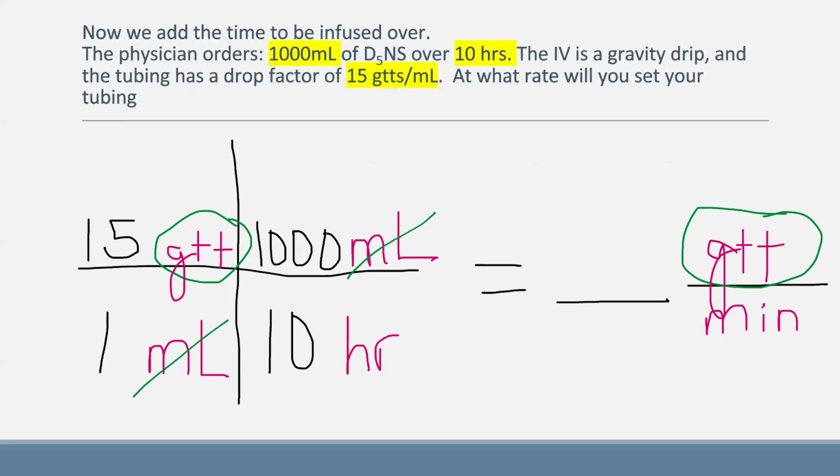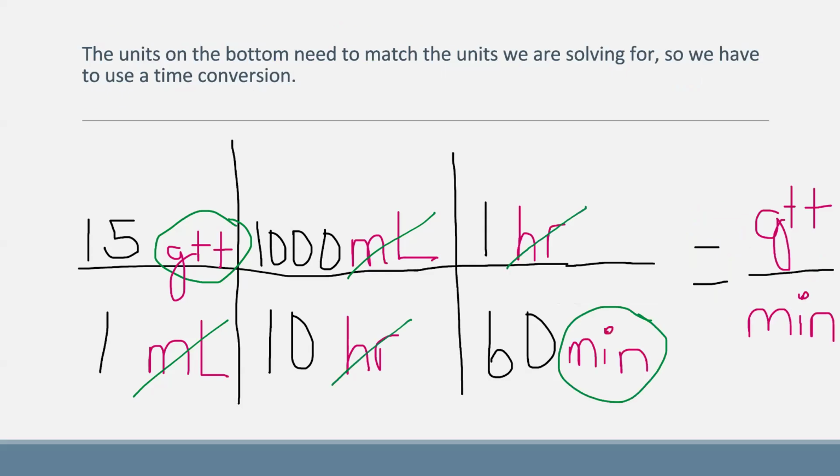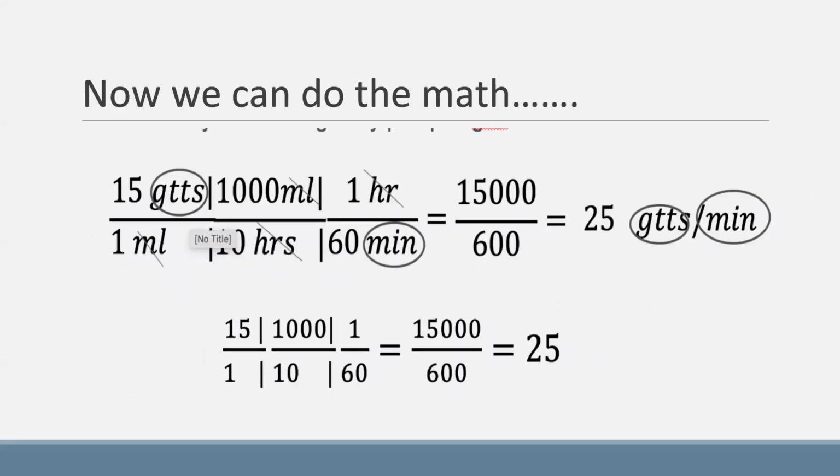Am I done with my grid? Nope, because I need it to be over minutes, right? So I'm going to extend my grid. And I need hours up here. So that's going to be 1 hour equals 60 minutes. Now is my grid done? Yes, it is. And I know that because my milliliters cancel out and my hours cancel out and I have drops per minute left. When I do the math, it comes out to 15,000 over 600, which comes out to 25 drops per minute. What if it came out to 25.8 drops per minute? That's right, it would be 26, my final answer. Good.